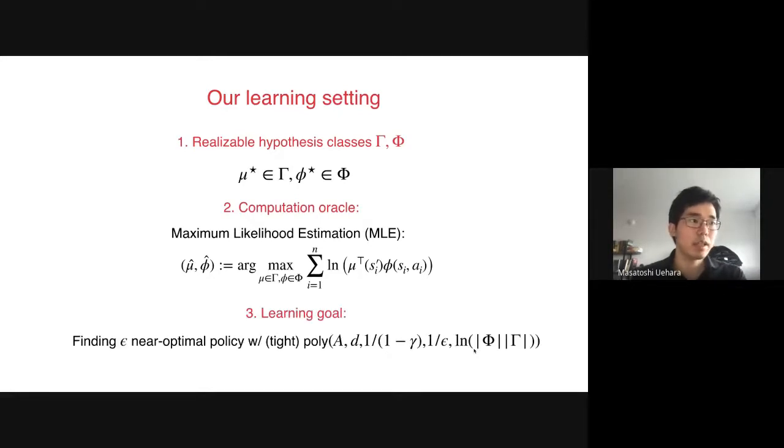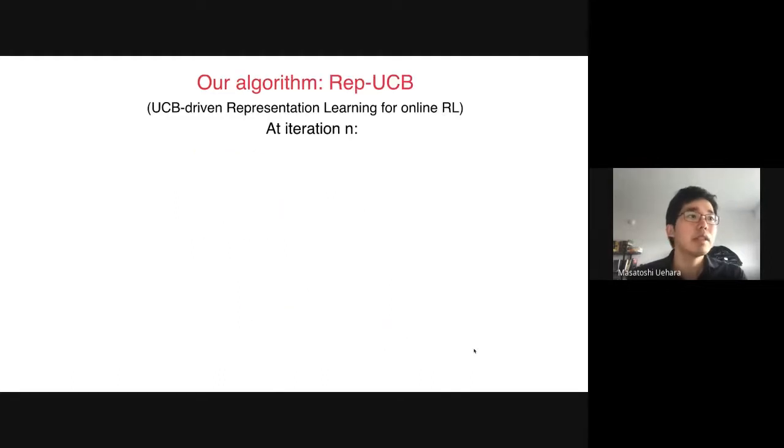Our goal is finding an epsilon-near optimal policy with a tight polynomial sample complexity with respect to A and d and so on. So here is our goal. Next, I'm going to talk about our algorithm, LepUCB.